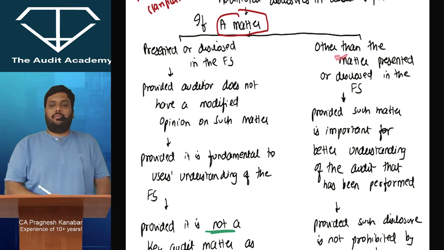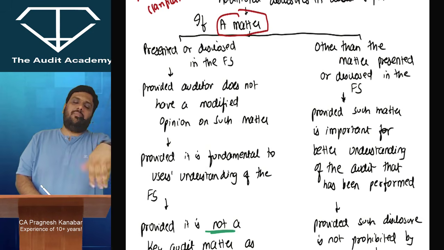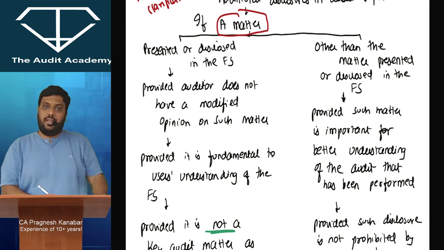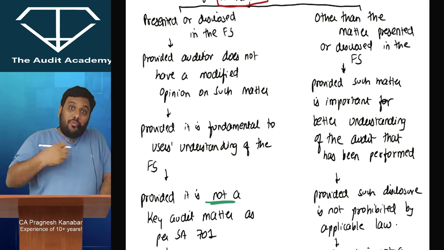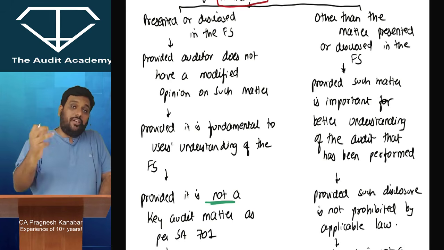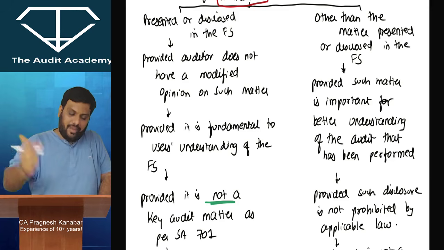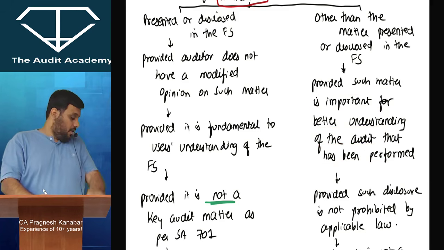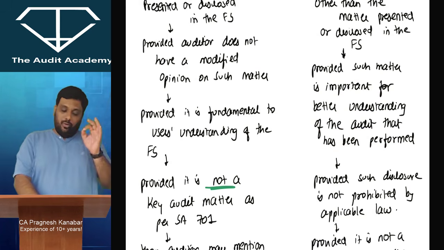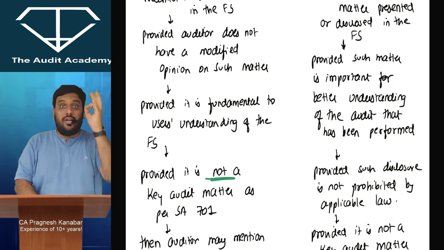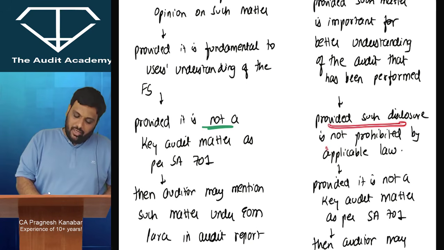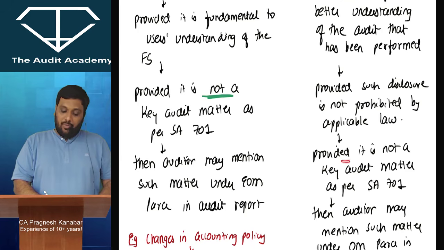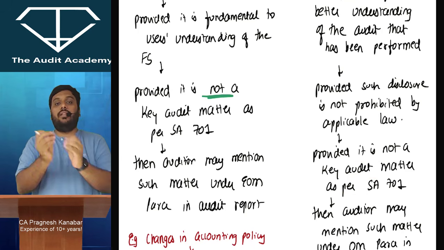For other matter paragraph, first of all, it is a matter other than the matter presented or disclosed in the financial statements. Auditing clarification. Secondly, you should feel that this disclosure is important in the audit report so that I can make people understand the audit in a better manner. Look at this English. Provided such matter is important for better understanding of the audit that has been performed. Provided such disclosure is not prohibited by applicable law. Only then you can write, and provided it is not a key audit matter as per SA 701, only then you can write it in other matter paragraph.